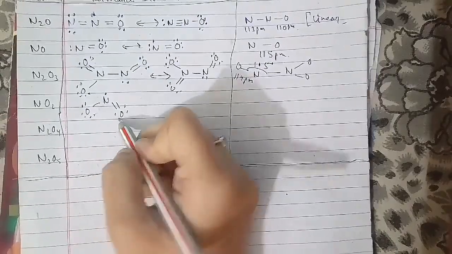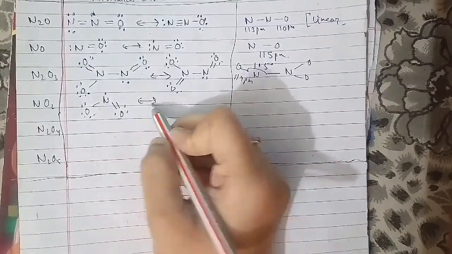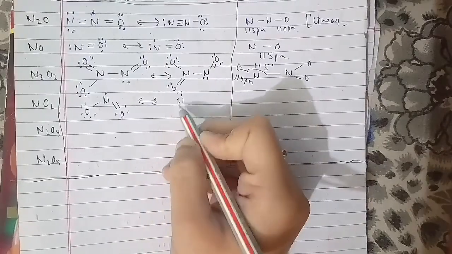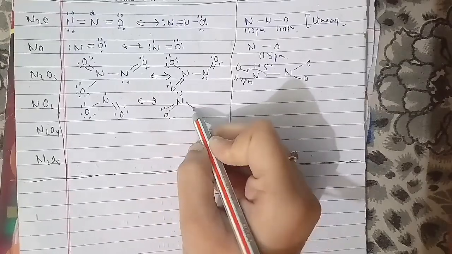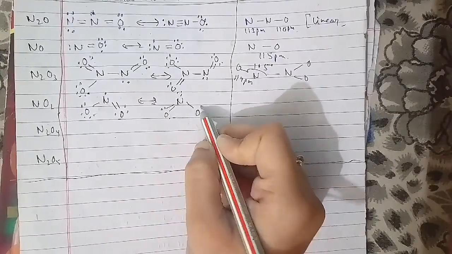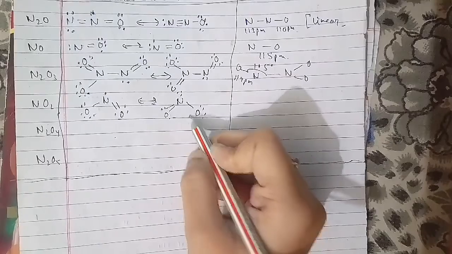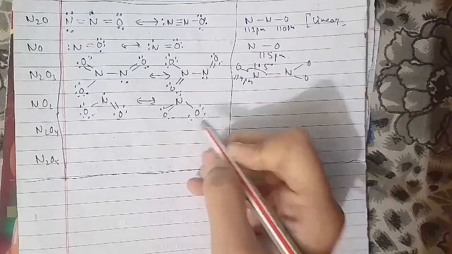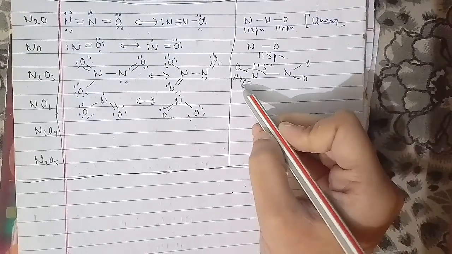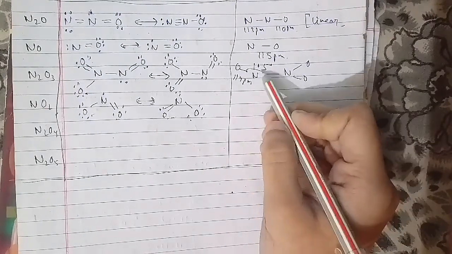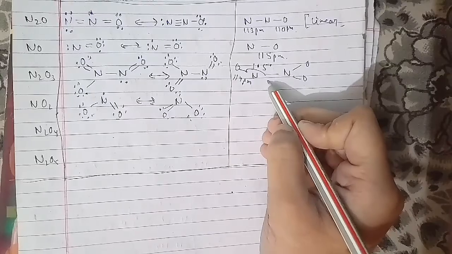This is 186 pm, and the angle they are forming is 117 degree, and this is 121 pm, and the angle they are forming in between is 130 degree here. Okay, so that figure will be planar.